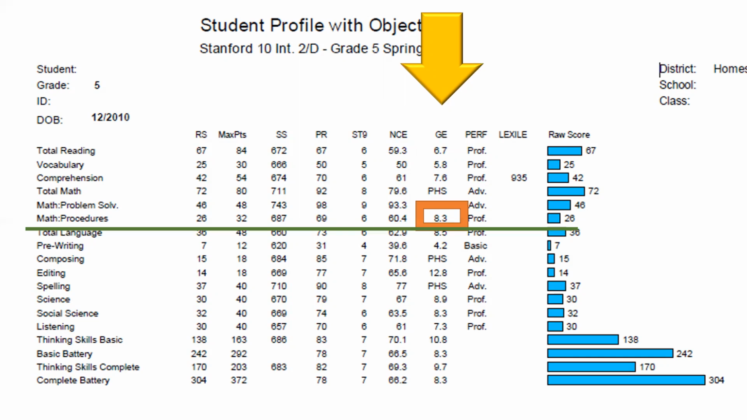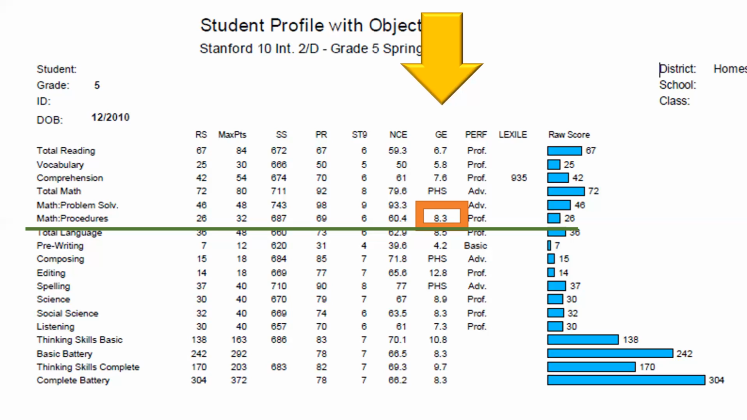Here for math procedures, the student's grade equivalent is 8.3. This would be 8th grade, 3rd month. Our student was tested as a 5th grader. 8.3 translates to our 5th grade student performing 5th grade math as well as an 8th grade student can perform 5th grade math. If this student was given an 8th grade math assessment, it is unlikely they would score at an 8th grade level. Grade equivalents are not to be used for students' grade placement.